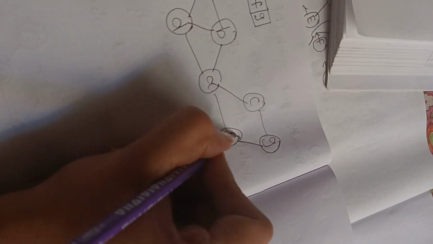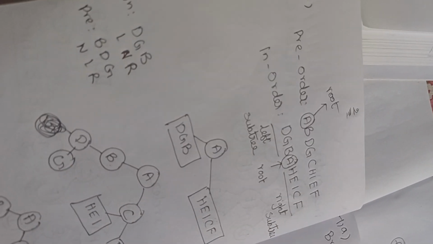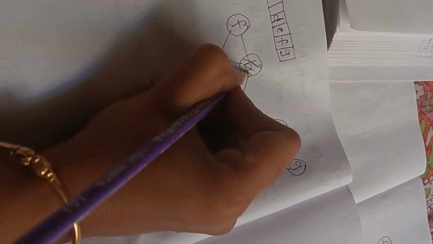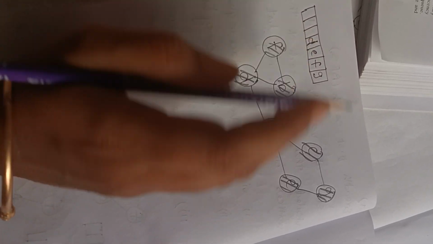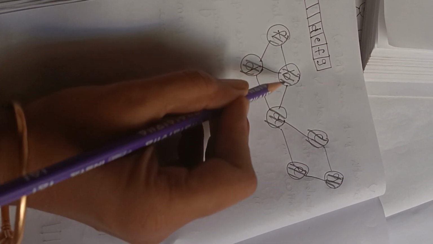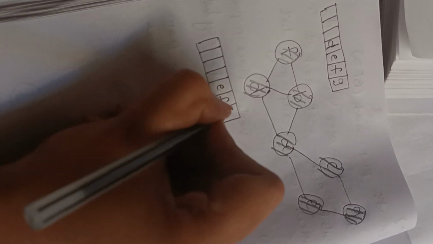Has E been visited? Yes, we have visited it from here. Has G been visited? Yes, as it is adjacent to C. Okay, now we will go check for D whether all its neighbors are visited or not. D has 3 neighbors, A, B and F, all are visited. So what will we do? We will remove D also from the queue. We have E, F, G.